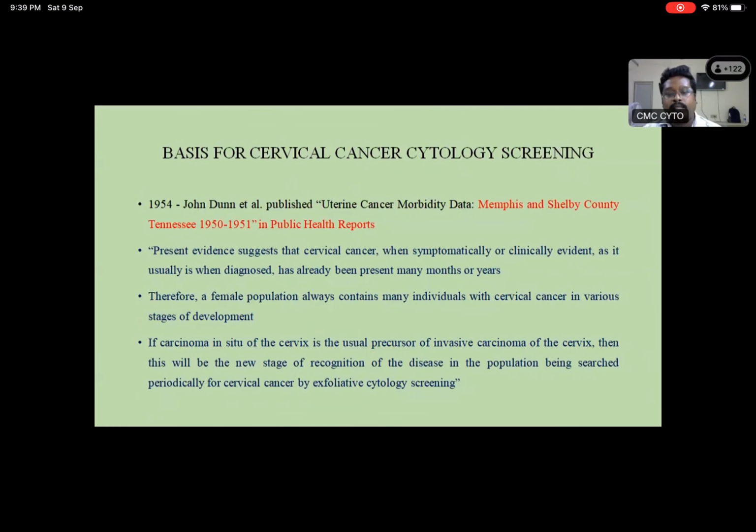So after this, cervical cytology was developed, and there was a paper published in 1954 saying that present evidence suggests that cervical cancer, when present, has already been there for several months, and therefore a female population always contains many individuals with cervical cancer in various stages of development. If carcinoma in situ of the cervix is the usual precursor of invasive carcinoma, then this will be the new stage of recognition of the disease in the population being screened. Which means once this cytological screening program was implemented, the diagnosis of carcinoma cervix was at the stage of carcinoma in situ, the pre-invasive stage, wherein you can prevent invasive disease in the future.